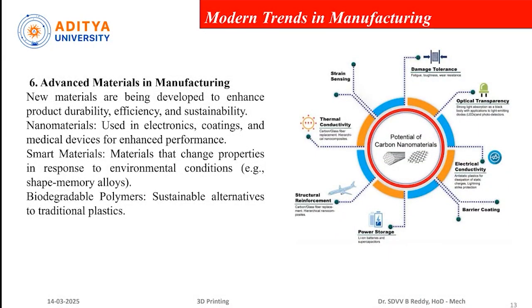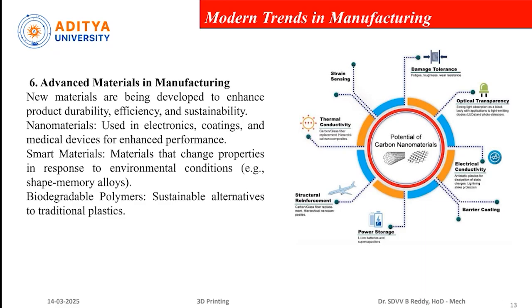And the final one is advanced materials in manufacturing. Here also we can see that new materials are being adapted and developed to enhance product durability, efficiency and sustainability. I am taking an example of carbon nanomaterials. The potential of carbon nanomaterials includes damage tolerance, high fatigue toughness and wear resistance, which are required for a material. Also optical transparency, with strong light absorption as a black body, with applications to light emitting diodes, LEDs, and photo detectors.